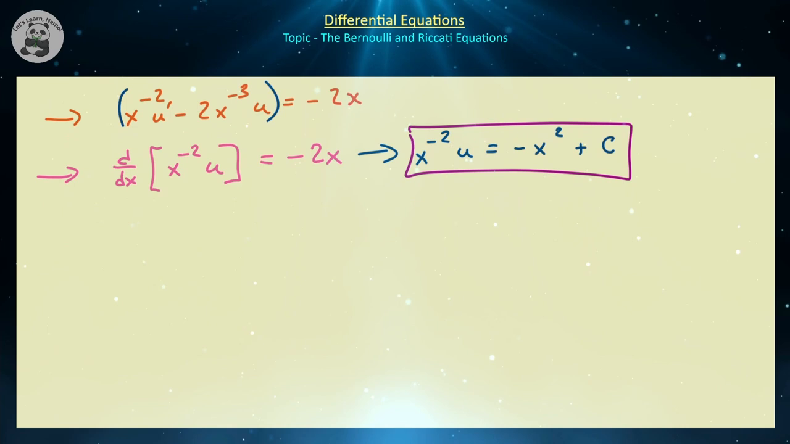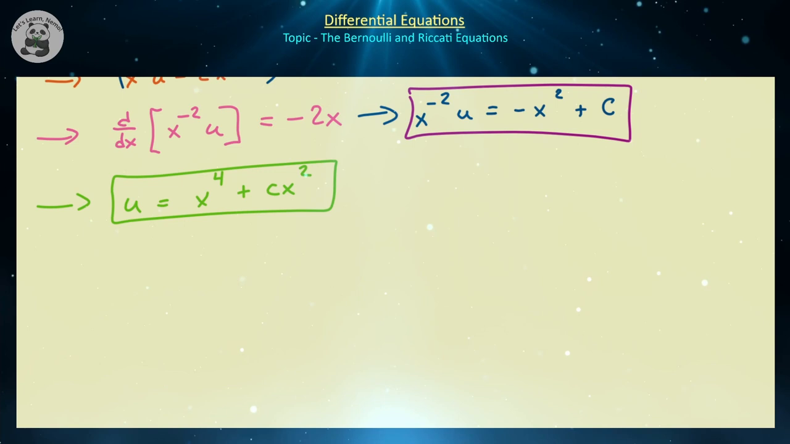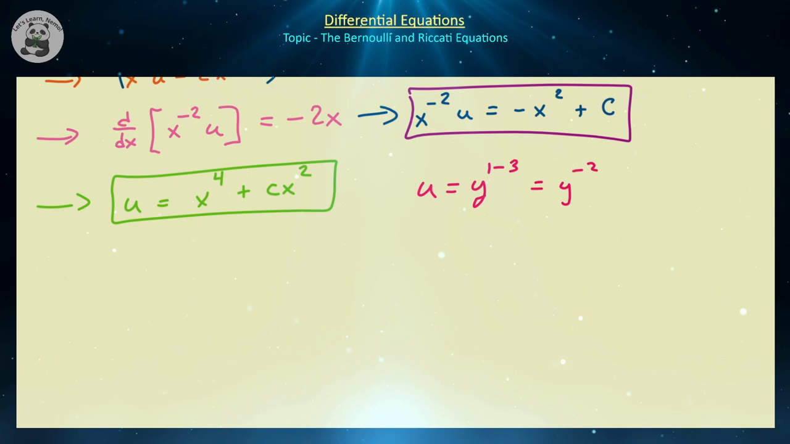Right. Let's multiply both sides by x to the power of positive 2. That's going to give us u is equal to x to the power of 4 plus cx squared. Right. So our original differential equation was not in terms of u, it was in terms of y. And the substitution we made, that translation from, was u to the y to the power of 1 minus 3, which is the same as y to the minus 2. So let's just replace that back.